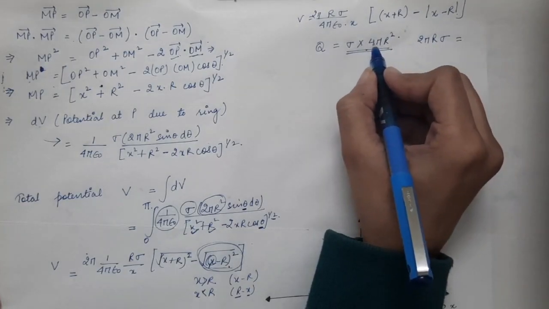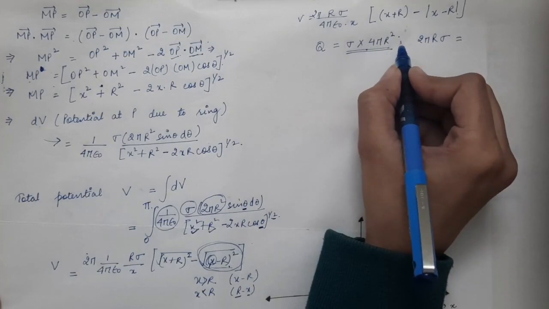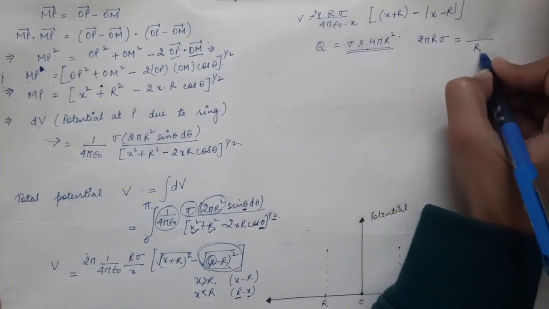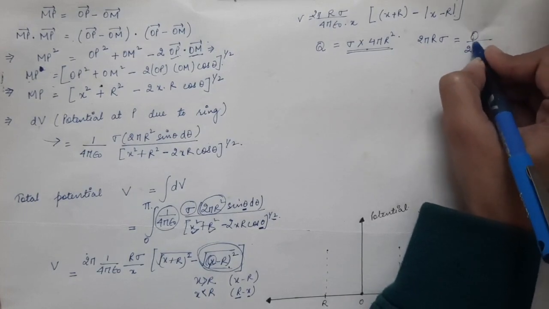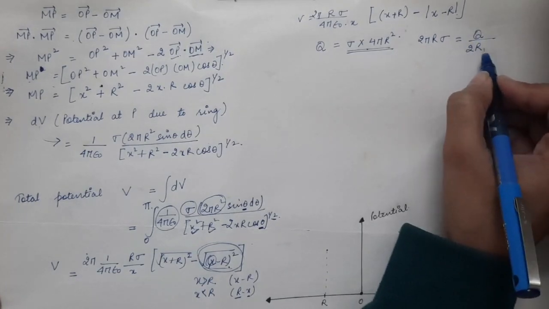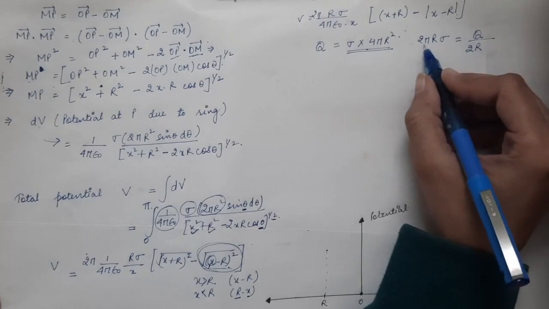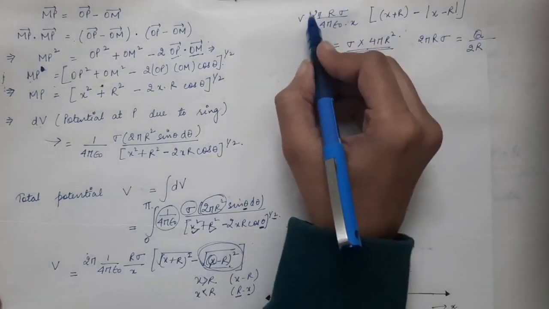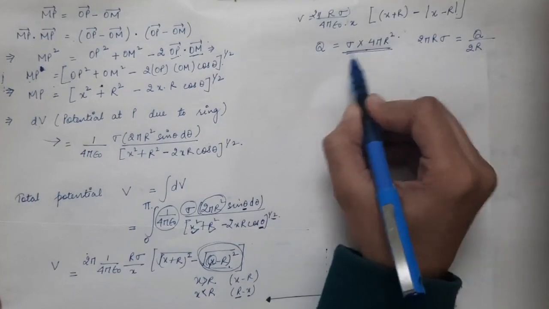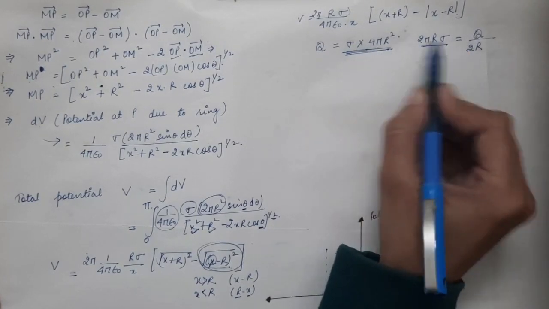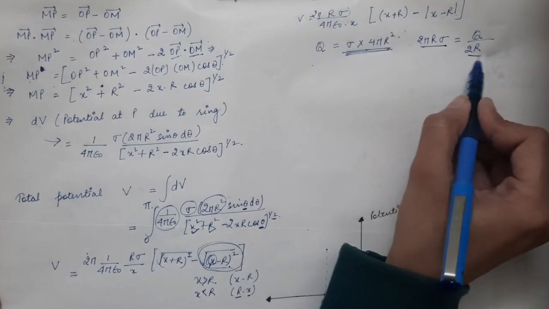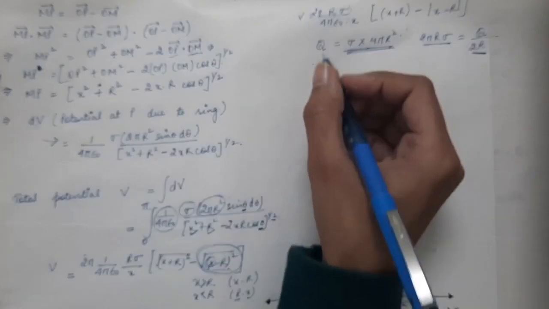So you will be remaining with 2 into r, and that will be taken on the right hand side in the denominator. So 2 pi r sigma is equal to Q divided by twice of r. So this is 2 pi r sigma, which is the numerator over here. So we have taken the numerator from this expression, 2 pi r sigma, that will be equal to the total charge divided by 2r. So we will substitute over here.